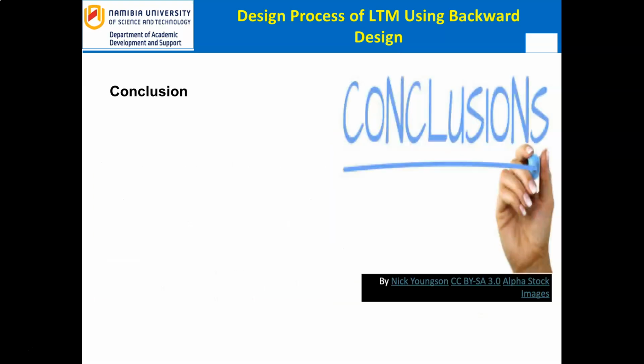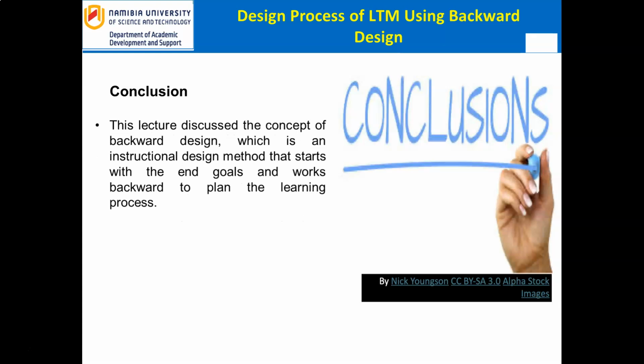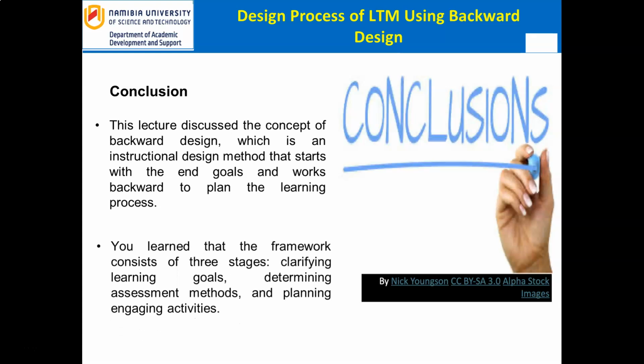In conclusion, this lecture discussed the concept of backward design, which is an instructional design method that starts with the end goals and works backward to plan the learning process. You learned that the framework consists of 3 stages: clarifying learning goals, determining assessment methods, and planning engaging activities. By following these stages and principles, academics can create quality learning and teaching materials that are aligned, coherent, relevant, and effective. Backward design can also enhance student learning outcomes and competencies by providing clear expectations, meaningful feedback, and authentic tasks.